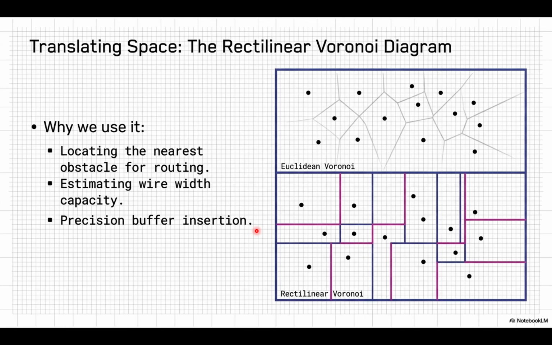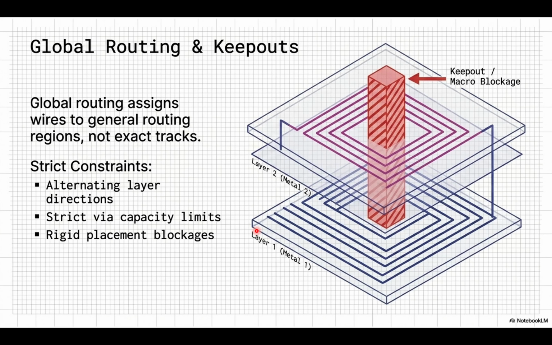Which sets the stage perfectly for global routing. This is where the software assigns wires to general regions. It's not locking in the exact microscopic track just yet. It's mapping out the general highway system. Exactly. And it has to navigate placement blockages, capacity limits for vias, which are those microscopic vertical tunnels connecting different layers, and the alternating layer direction rule. Right, the 3D aspect. Yeah. Metal layer 1 only runs horizontally, metal layer 2 only runs vertically, metal 3 is horizontal again.